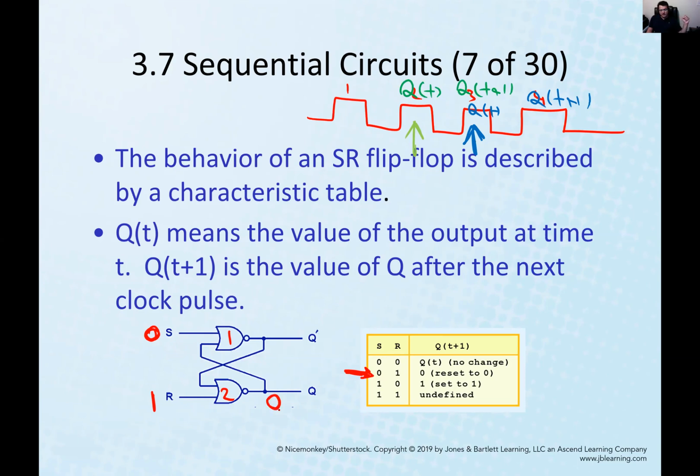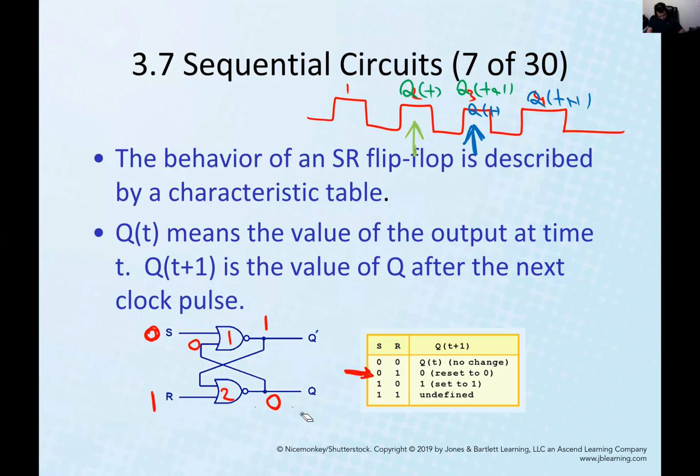If the output of gate 2 is 0, the output of gate 2 is connected to the input of gate 1, and of course S is 0. So S is 0 and the second input of gate 1 is 0. So what is the output of gate 1? Output is 1. Very good. The output is 1. So if the inputs are 0, 1, the output Q is 0.